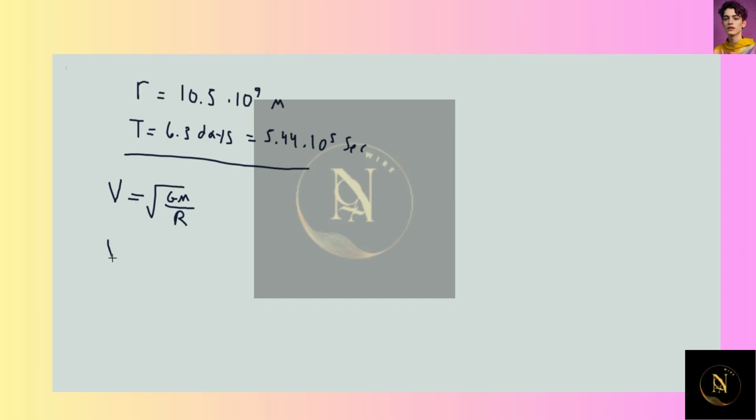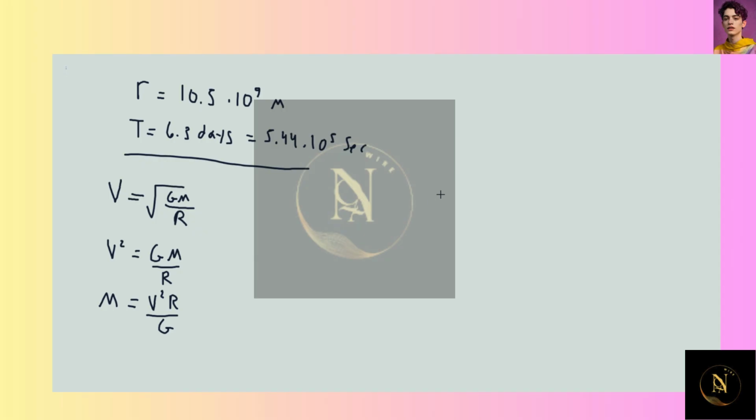So we square both sides of the equation. v squared equals GM over r. And then we get M by itself as v squared r over G. So we know r, but we don't know v. But given that they've given us r and the period, we should be able to find it.